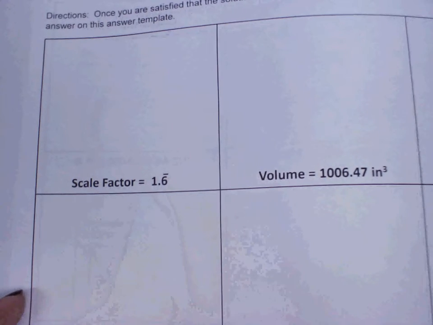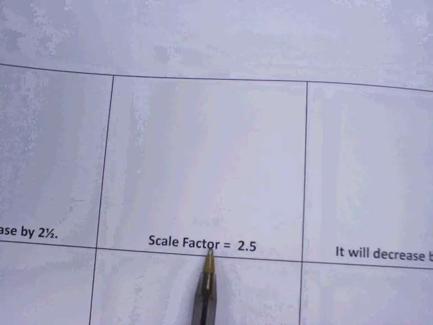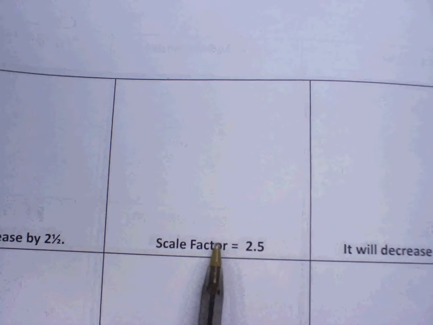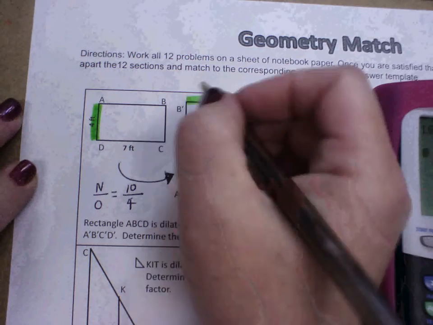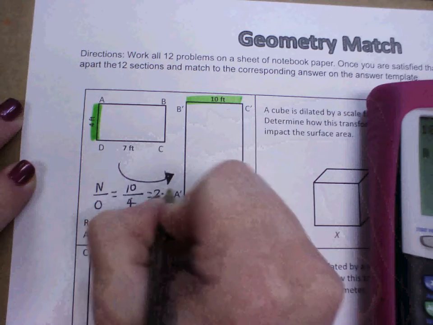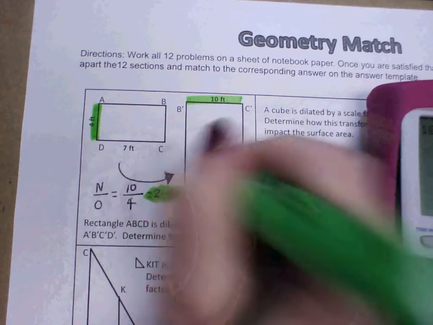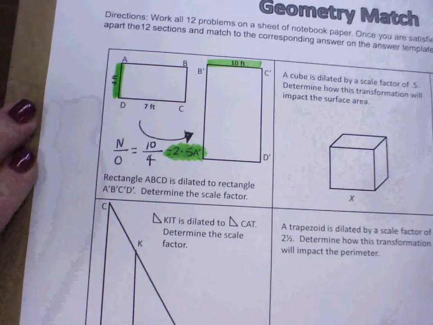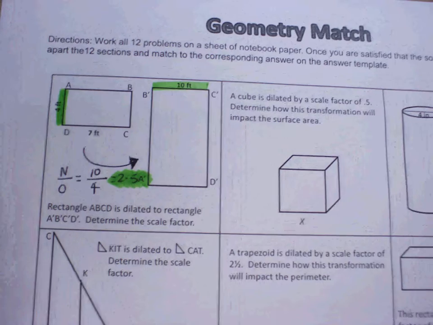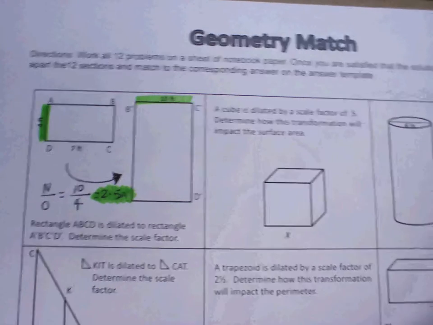All right, so let's look for it over here. That was the scale factor. So it's either that one. Oh, there it is. Scale factor, 2.5. We're not going to cut them yet, okay? So this one, the answer would be 2.5. All right. Yeah, the scale factor is new over old.